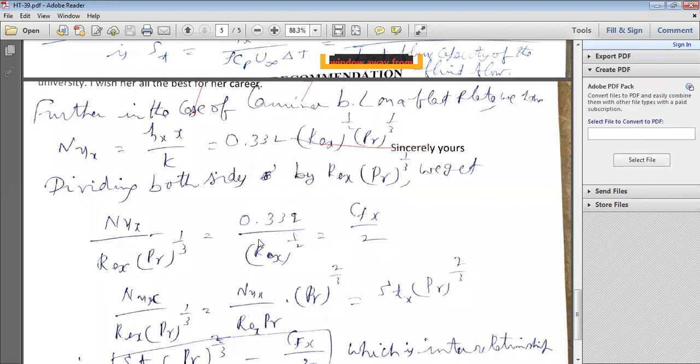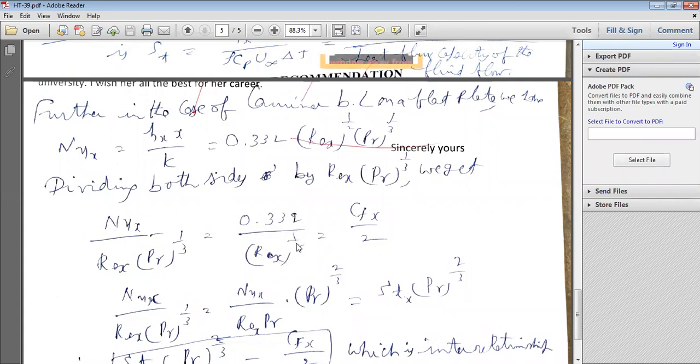So Nu_x divided by Re_x into Prandtl number to the power 1 by 3 is equal to 0.332 divided by, if you divide Re_x to the power 1 by 2 into Prandtl number to the power 1 by 3 by Re_x into Prandtl number to the power 1 by 3, the Prandtl number terms get cancelled. Here Re_x to the power 1 by 2 divided by Re_x, square root of Re_x divided by Re_x, is 1 by square root of Re_x. That's the constant 0.332 divided by square root of Re_x. But what is the square root of Re_x?